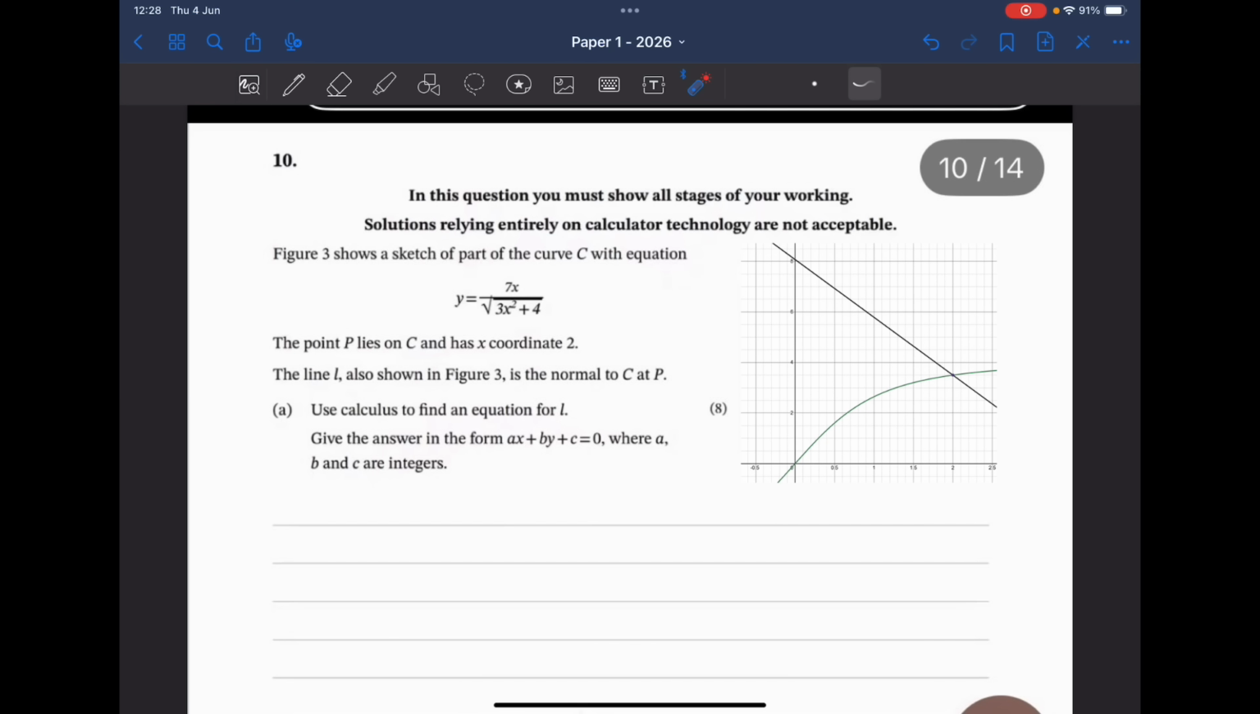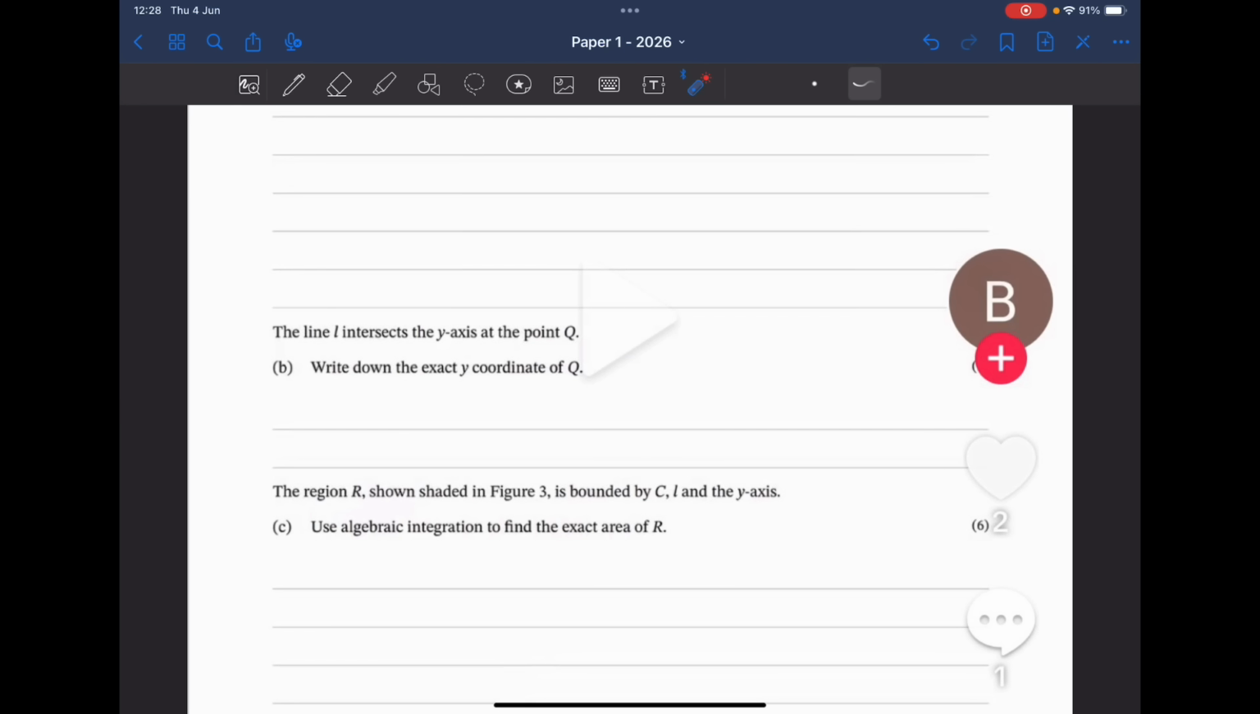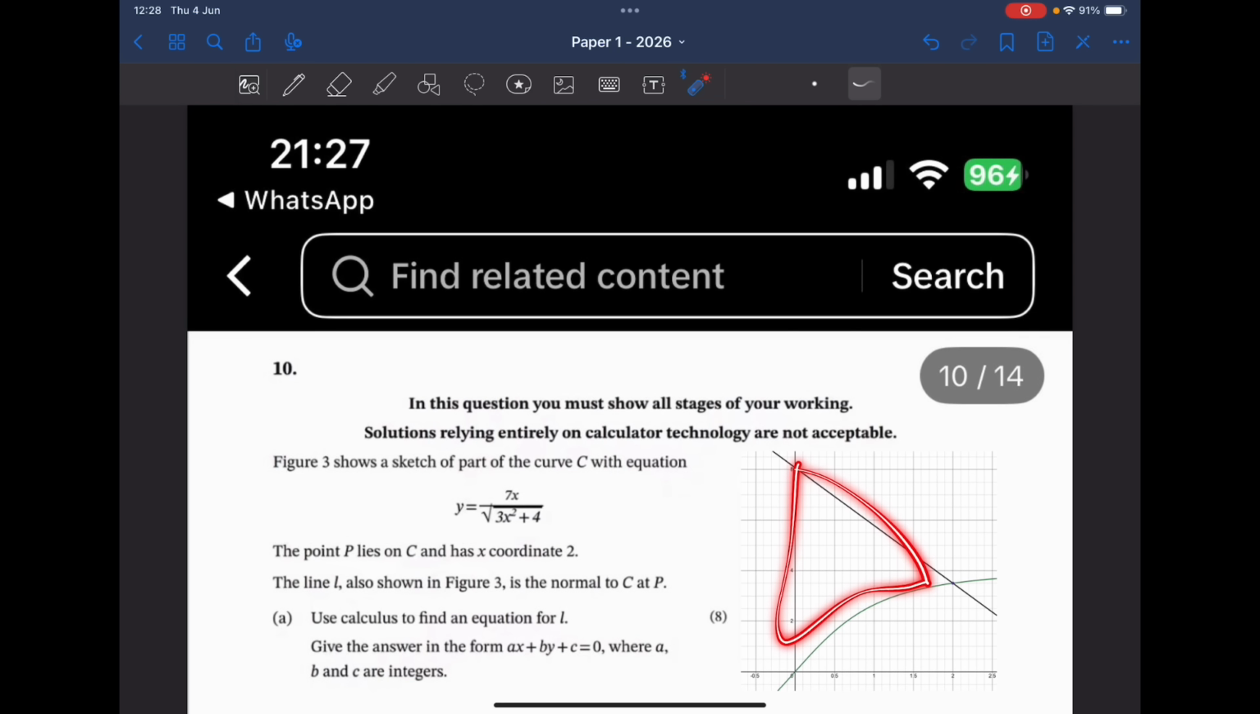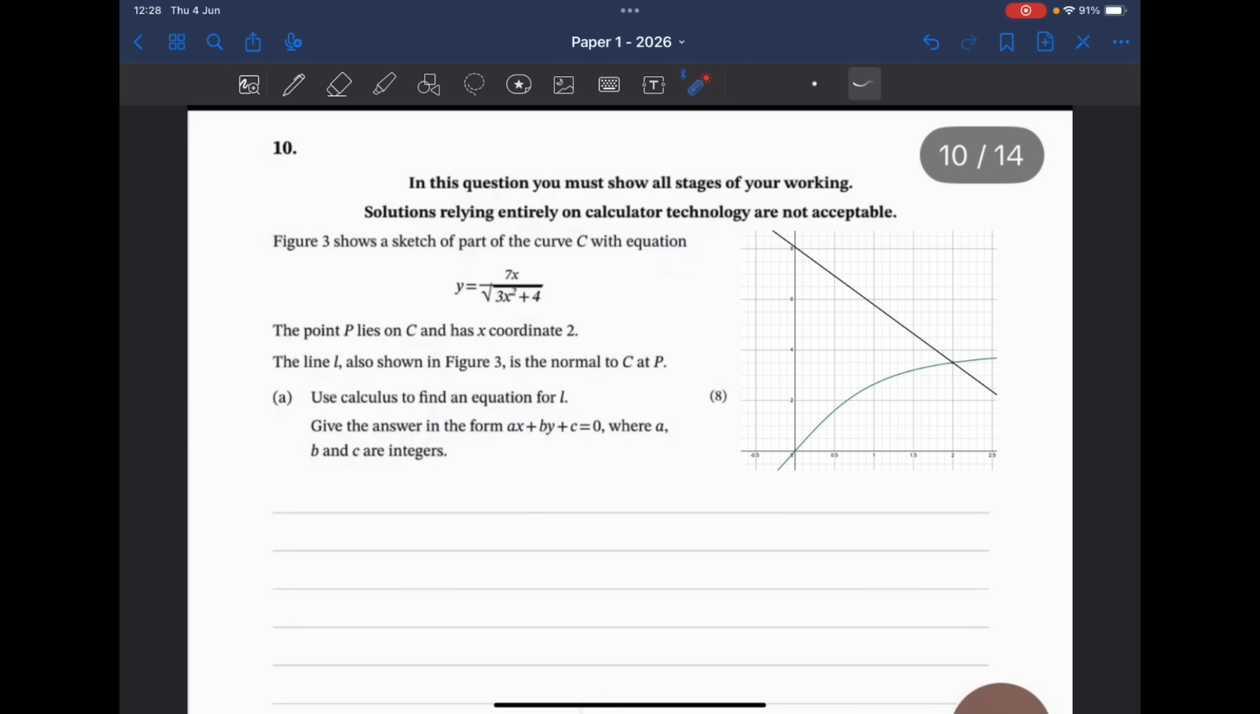We want to find an equation for L, and then later on we're going to find this area. So we may as well just view it as one big question: let's find this region basically. So to do that, we need to find L, and then we need to find that actual area. So to find L, let's differentiate.